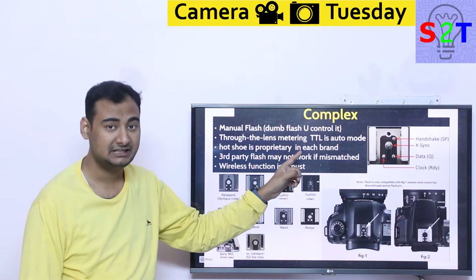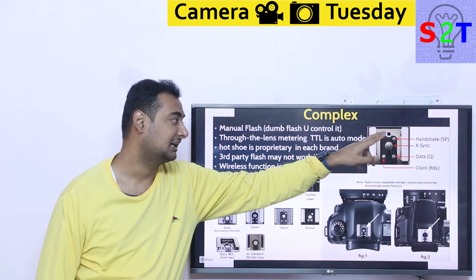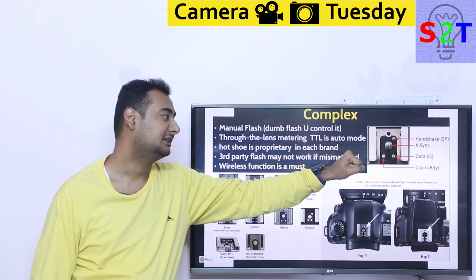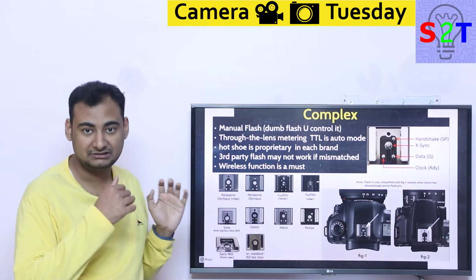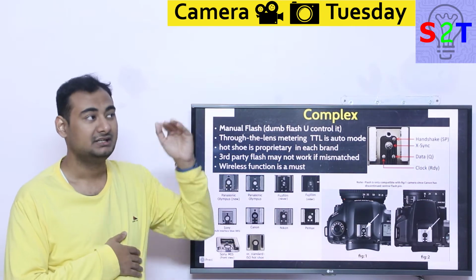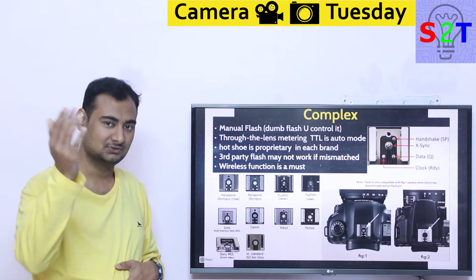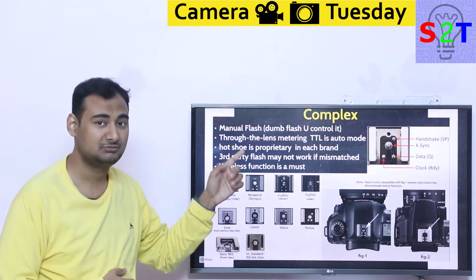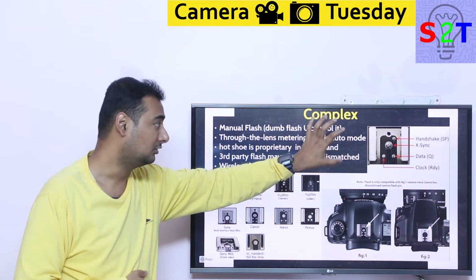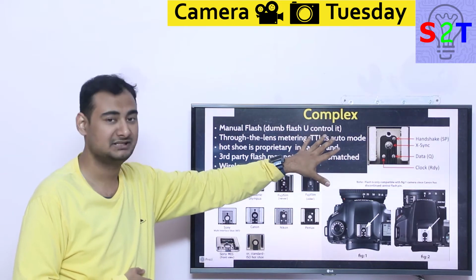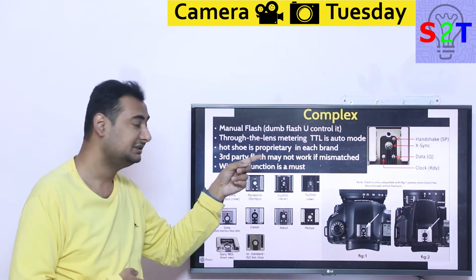However, for this TTL, you will have extra data pins which will have X-Sync, handshake, data, clock cycle, all that jazz, and those are used to transmit data, where it's like, dude, can you increase your power? Okay, awesome, increase your power. It's like, no bro, too overexposed, decrease your power. So all that data will be transferred utilizing these data pins, not the primary pin. The primary pin will remain the same, but data pins will be utilized for TTL.